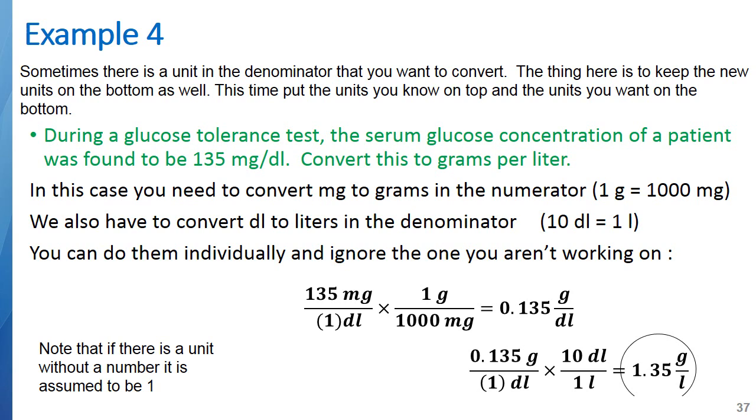So for example, during a glucose tolerance test, the serum glucose was found to be 135 milligrams per deciliter, and we want to convert this to grams per liter. What I would do is convert each of them separately. So the first thing I did was I converted the milligrams to grams.